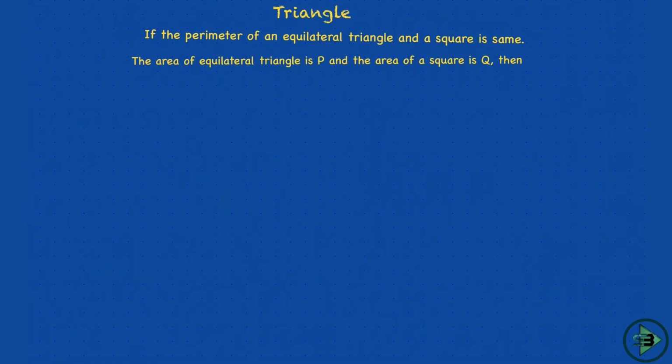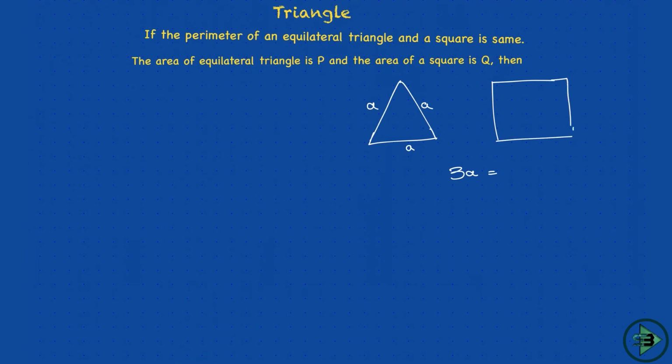If the perimeter of an equilateral triangle and a square is the same. What is the perimeter of an equilateral triangle? If I say this is an equilateral triangle, which means all the 3 sides will be equal, so the perimeter will be equal to 3a. And if I draw a square and I say that the side is b, the perimeter will be equal to 4b.